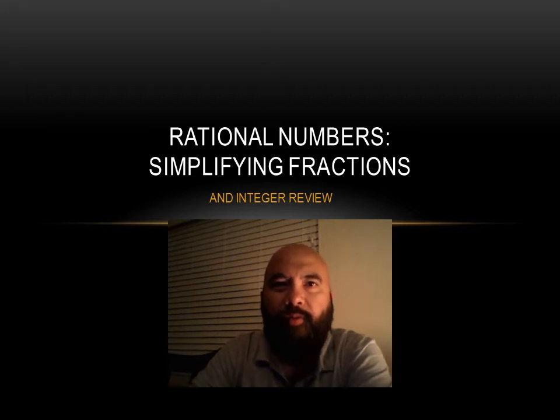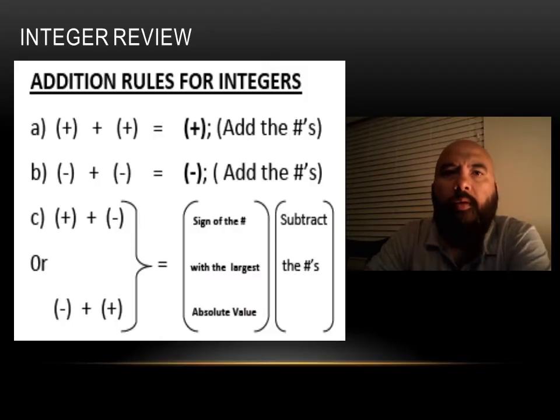Today's lesson is on rational numbers, specifically simplifying fractions, with a little bit of integer review. When it comes to the addition rules for integers, you've got to remember that a positive plus a positive is equal to a positive, and you add those numbers. A negative plus a negative is equal to a negative, and you add those numbers.